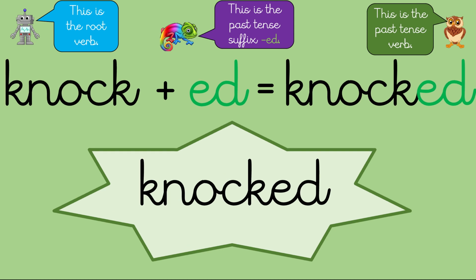Let's have a look at the next one. Ooh, have a go at reading the root verb. Fantastic. It was knock. And what's the past tense suffix? Brilliant. It was the E and the D. And let's read the past tense verb here at the end. Super job. It's knocked. And let's read it all together one last time. Knocked. Brilliant. Remember, it's not "knockd", it's knocked.